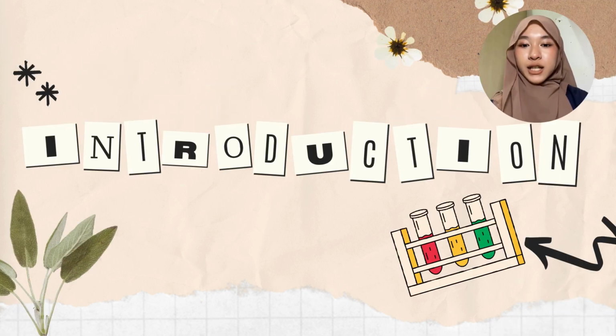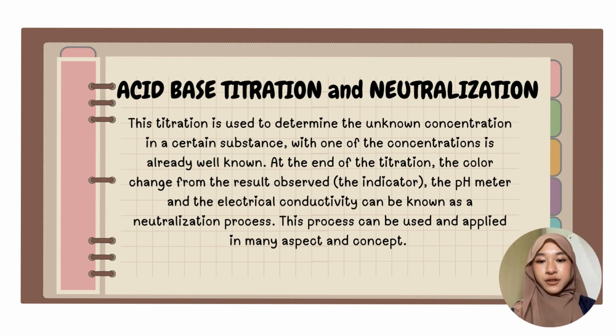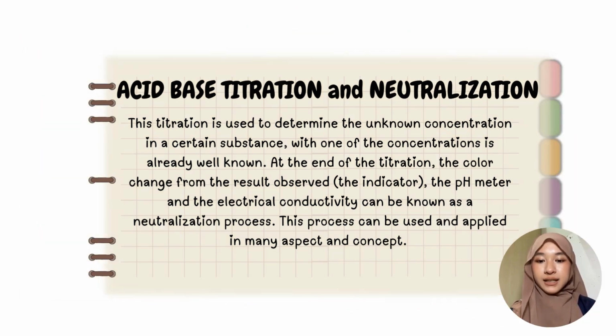Going to explain about the introduction for this video. First of all, acid-base titration and neutralization. This titration is used to determine the unknown concentration in a certain substance with one of the concentrations already well known. At the end of the titration, the color change from the result observed, the indicator, the pH meter and the electrical conductivity can be known as a neutralization process.